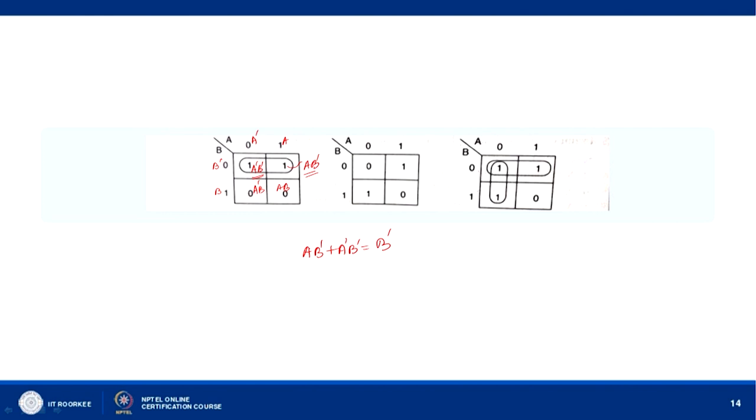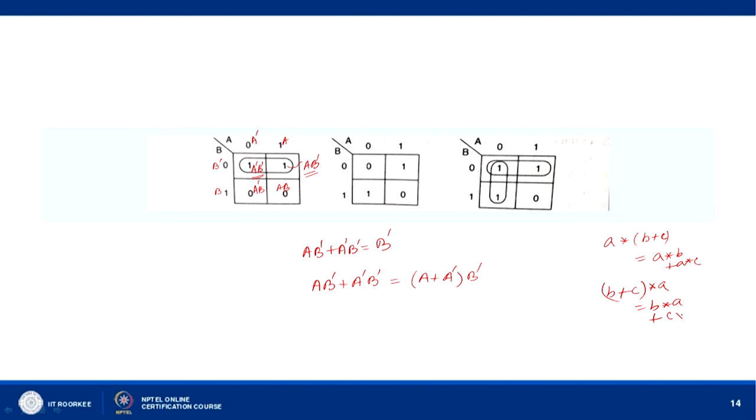Now, you can also verify this by using the postulates and theorems that we have studied so far. A B dash plus A dash B dash, if we use the postulates and theorems, we can write it as A plus A dash into B dash. If you use the distributive formula, A star (B plus C) equals A star B plus A star C, and the commutative law also, we can write it as (B plus C) star A equals B star A plus C star A.